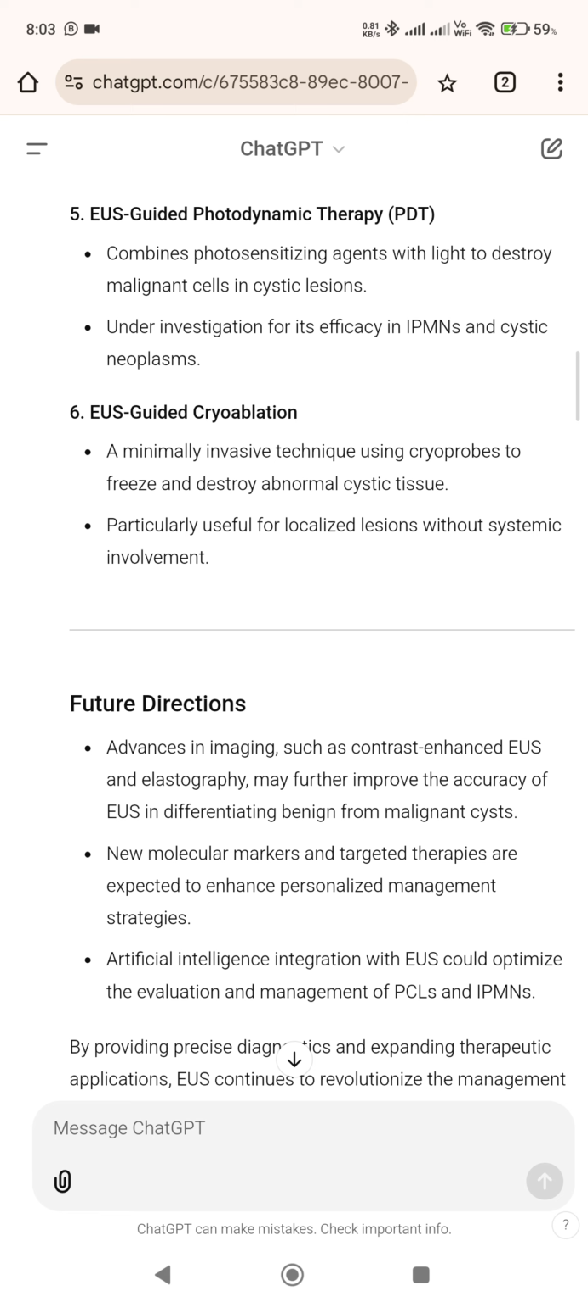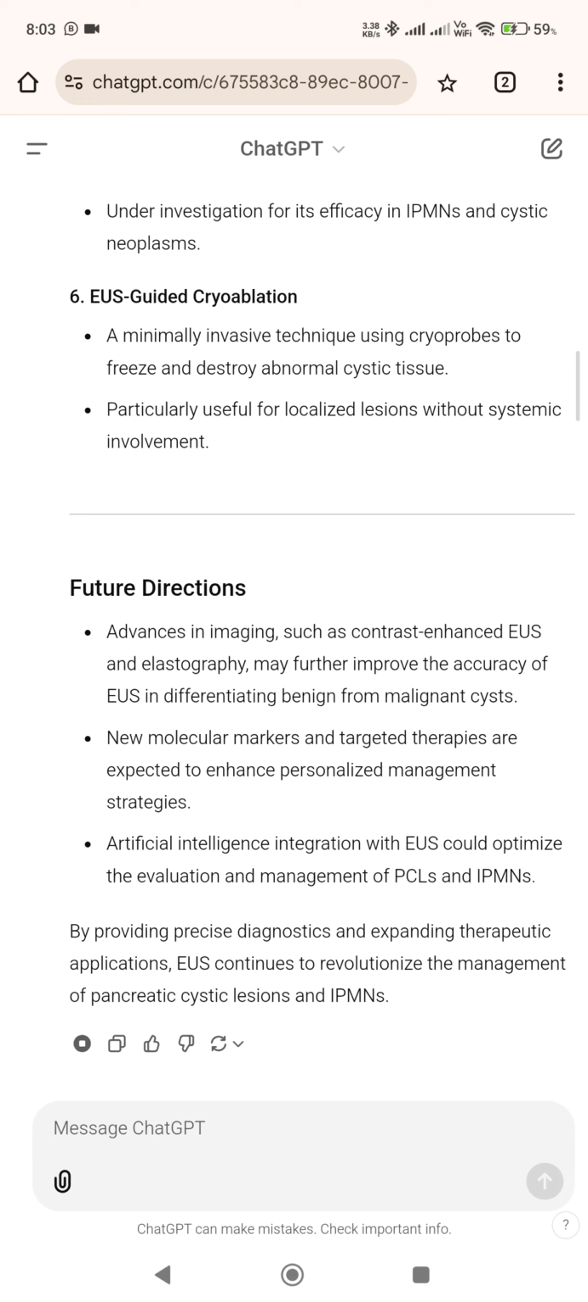6. EUS-guided cryoablation, a minimally invasive technique using cryoprobes to freeze and destroy abnormal cystic tissue, particularly useful for localized lesions without systemic involvement. Future directions.